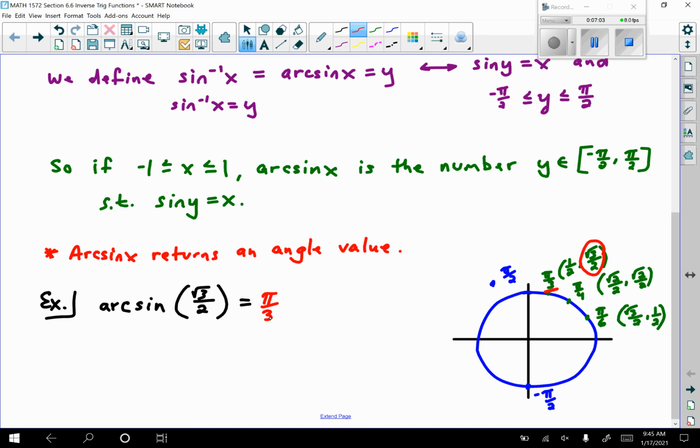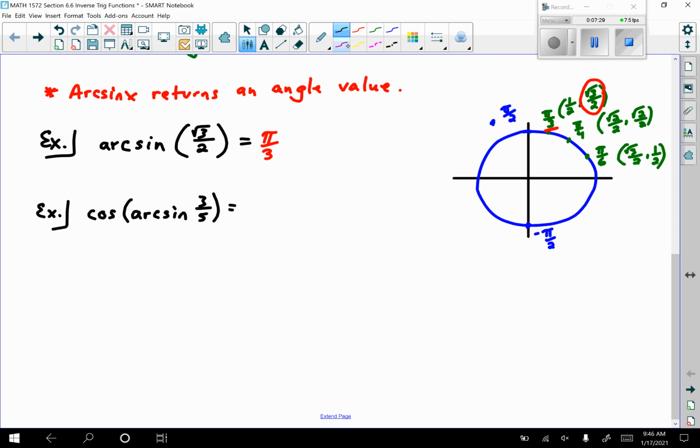Again, arc sine returns an angle value. Pi over 3 radians is an angle value. Let's take a look at another example. This one's going to be cosine of arc sine of 3/5. This one we can't use the unit circle for. 3/5 is not a value on the unit circle, so we have to think of this a slightly different way.